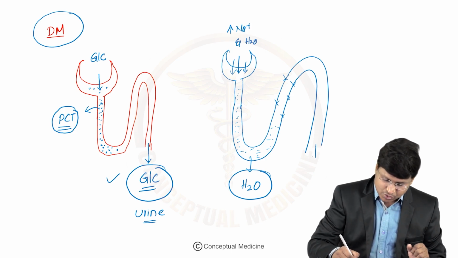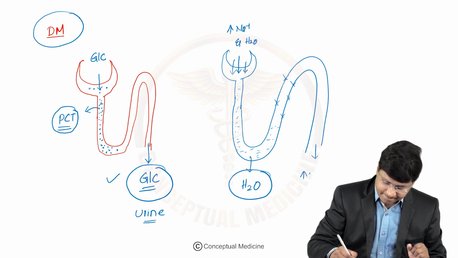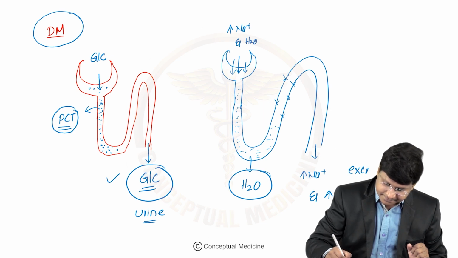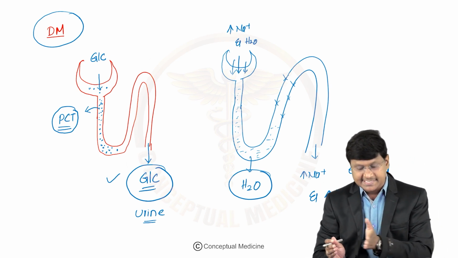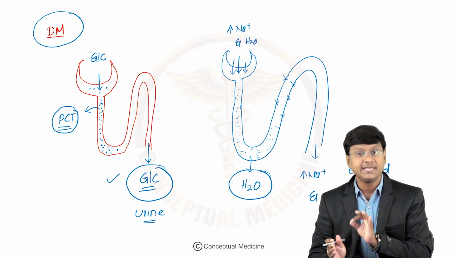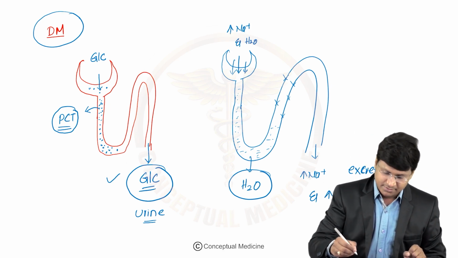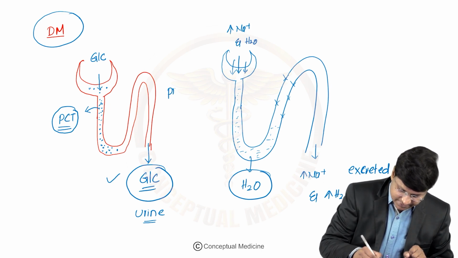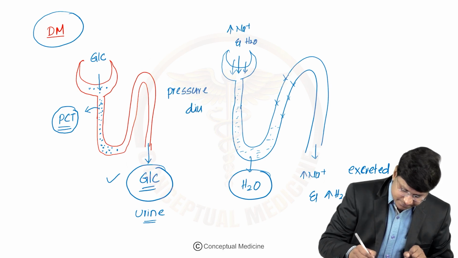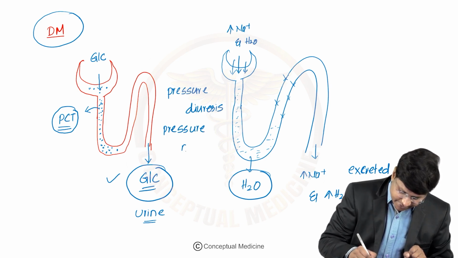So this excess sodium as well as water will be excreted. It gets excreted out in the urine. So this phenomenon is called pressure diuresis and pressure natriuresis.